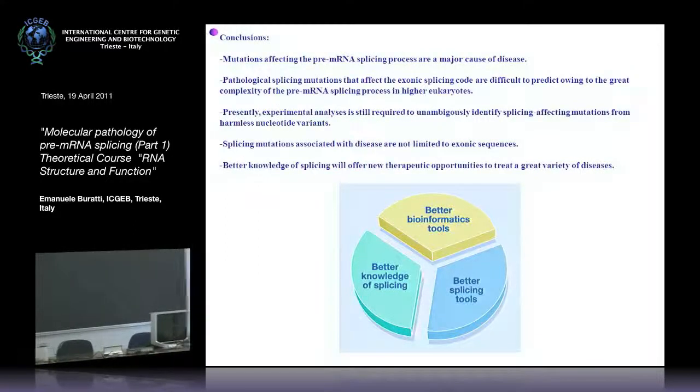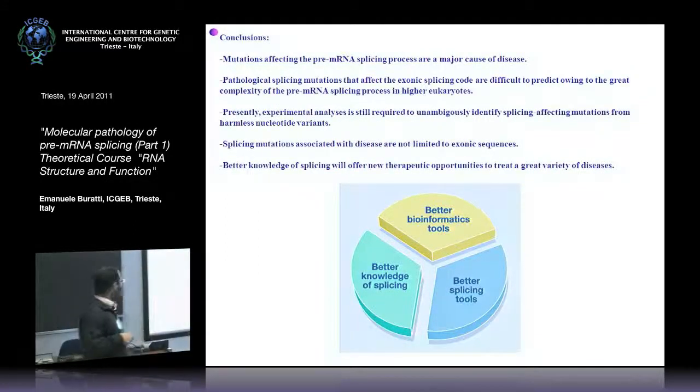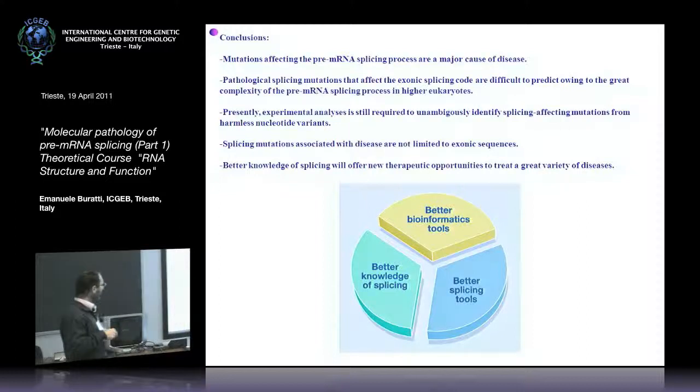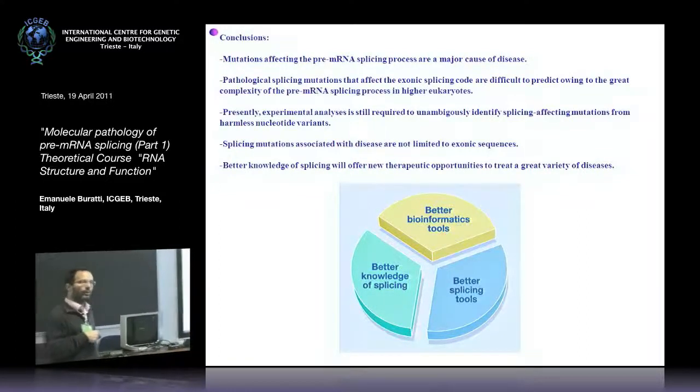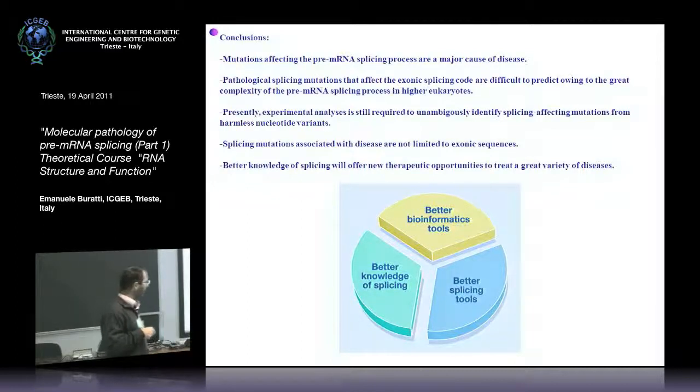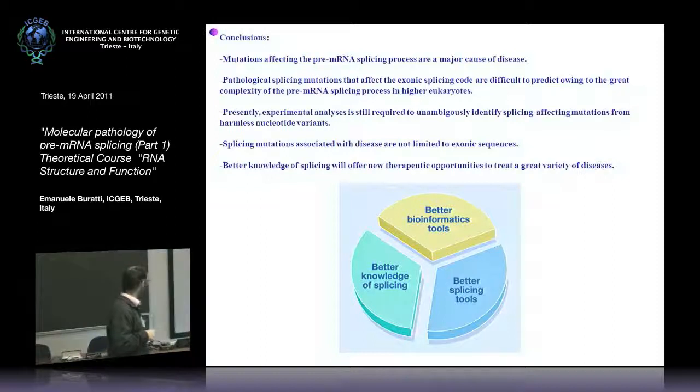So these are just the conclusions. What we need, and what we start to have, is a better knowledge of splicing. That is always important, because if you know what is affected, then you can take advantage of this for therapy. Of course, we also need better bioinformatics tools, which many people are working on, and they are growing steadily better. And then, of course, better splicing tools, which will make our life much easier for screening and diagnostic purposes.